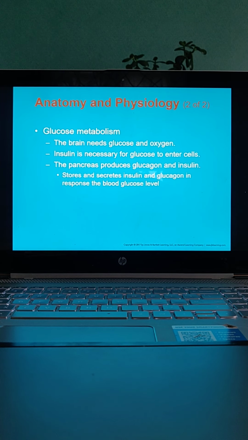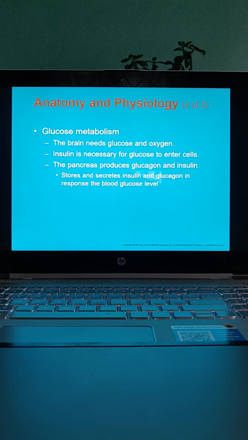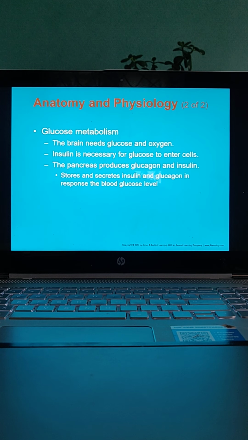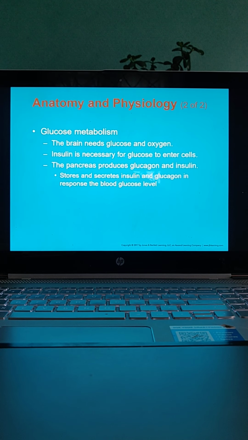Each cell has doors on it. And in order for the glucose to enter the cell and to be consumed and create energy, the doors or the locks have to be unlocked and they have to be opened. That's what insulin does. Insulin allows the doors to be unlocked and opened, thus allowing the glucose into the cells to be eaten and create energy.